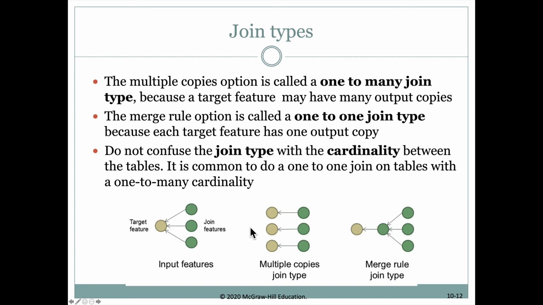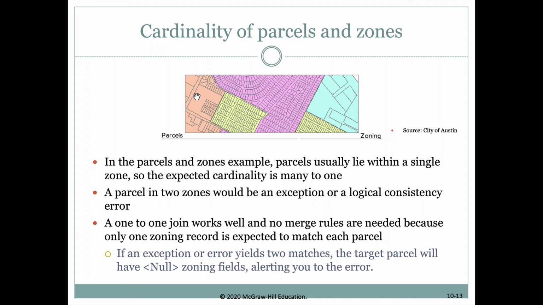So it's important to keep these things in mind, the join type and the cardinality as we move through this. And sometimes it can be confusing. For example, when we talk about the parcels and the zoning map here, the zoning map is, where we're seeing the change in color here is typically based on the parcels. But in some cases, a parcel could cut across 2 different zoning units. And so if that does occur, then we have the same parcel that's appearing in 2 different zoning units. And that would be an exception to the logical consistency that we're expecting with this.